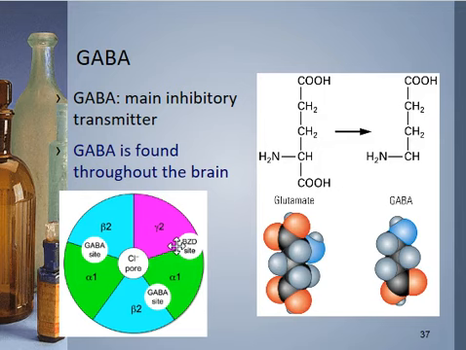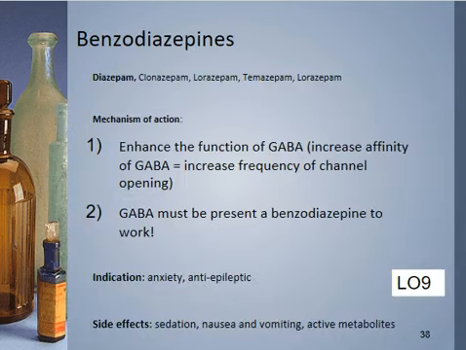And it's unique in that, one, GABA is the main inhibitory neurotransmitter. GABA is found throughout the brain. And what these benzodiazepines do is they potentiate or enhance the function of GABA. They increase the affinity of the neurotransmitter for that channel, and so you see an increased frequency of the channel opening. But the key here is that in order for this drug to work, GABA, the endogenous neurotransmitter, must be present.